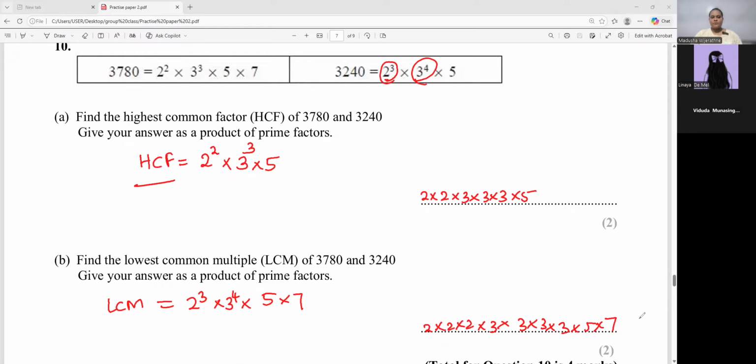HCF from the common factors, lowest power. LCM from all the factors, highest ones. Not the common, all. Everything: 2, 3, 5, 7.